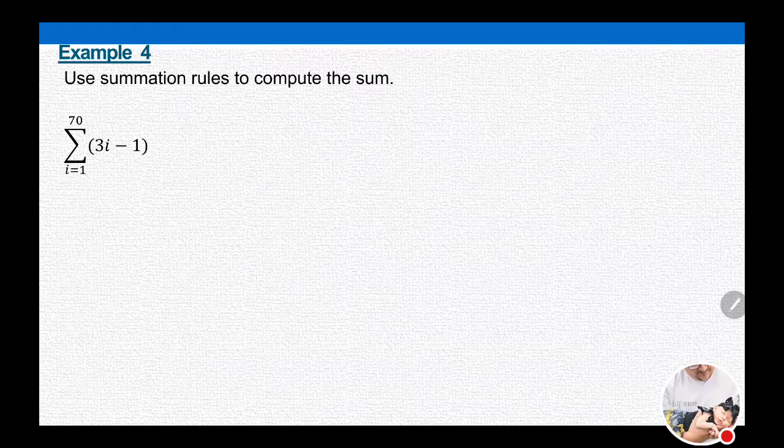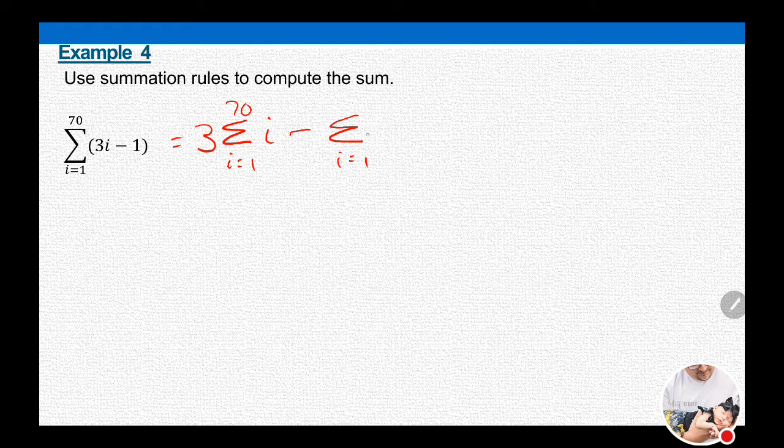Alright, same principle here. We're still using our summation notation. We're going to use our rules though, so we got to split this one up. Since we have the 3i minus 1, we're going from 1 to 70. I really don't want to have to write out 70 terms, so we've got our little rules. Let's break this up first. We got 3, and then we're doing the sum of the positive integers i, and then we're going to subtract the sum of the constants. So we got the constant 1 there.